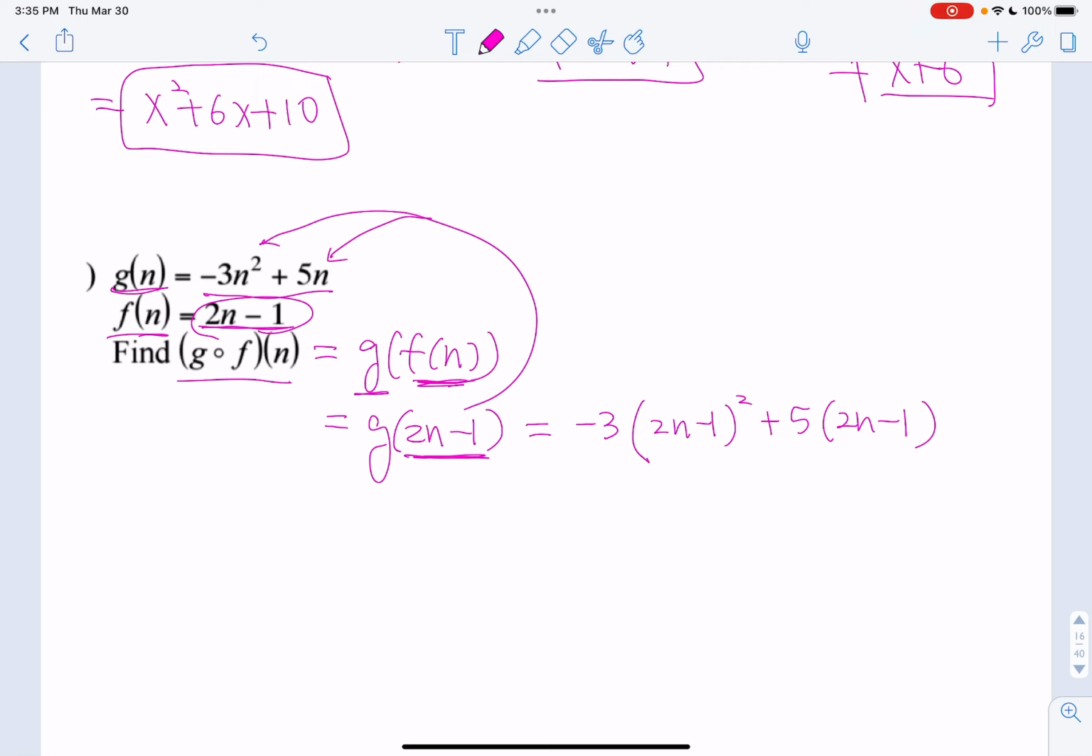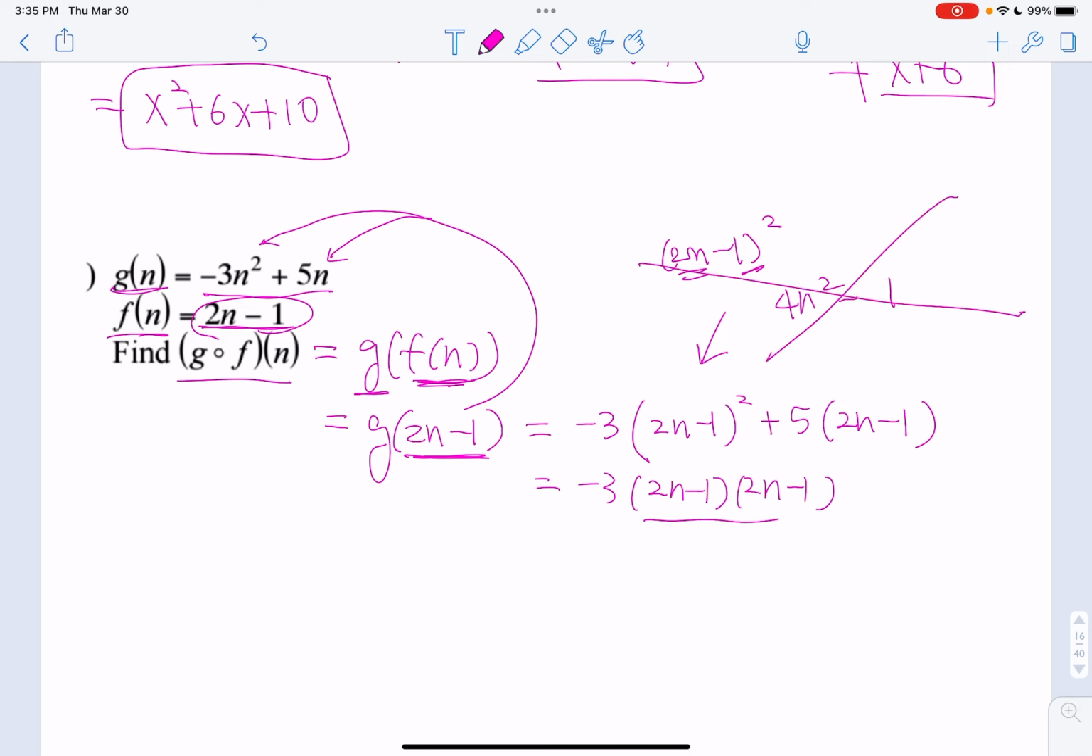Do you get that? Now, negative 3, (2n minus 1) times (2n minus 1), because if it's a square, please don't do that. If it is (2n minus 1) squared, students are thinking that this one squared, which is 4n squared, minus this one squared, 1. That's not right. You have to FOIL like this way. Remember that. Plus 5 times (2n minus 1). Now, negative 3, and you FOIL this. So it will be 4n squared minus 2n plus 1.